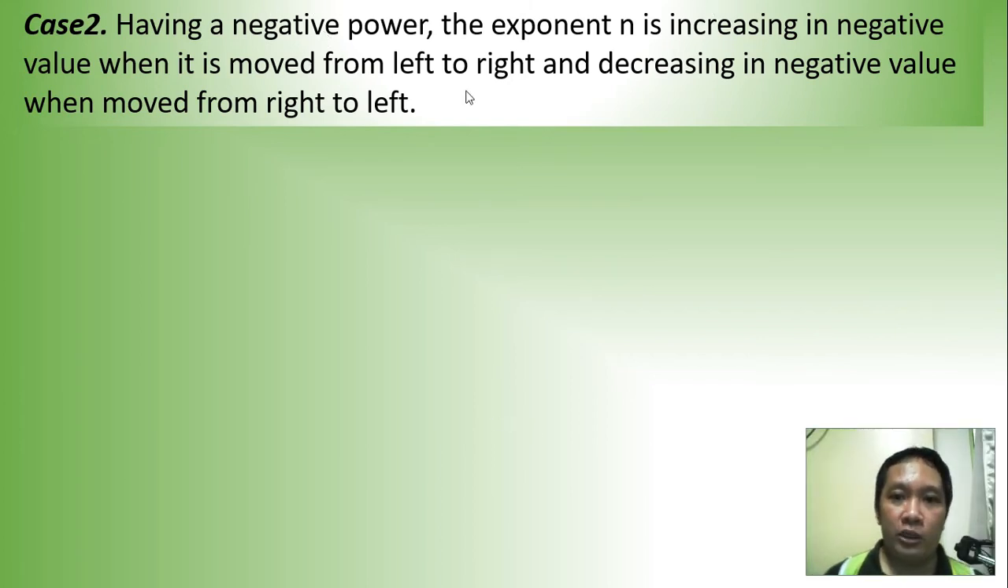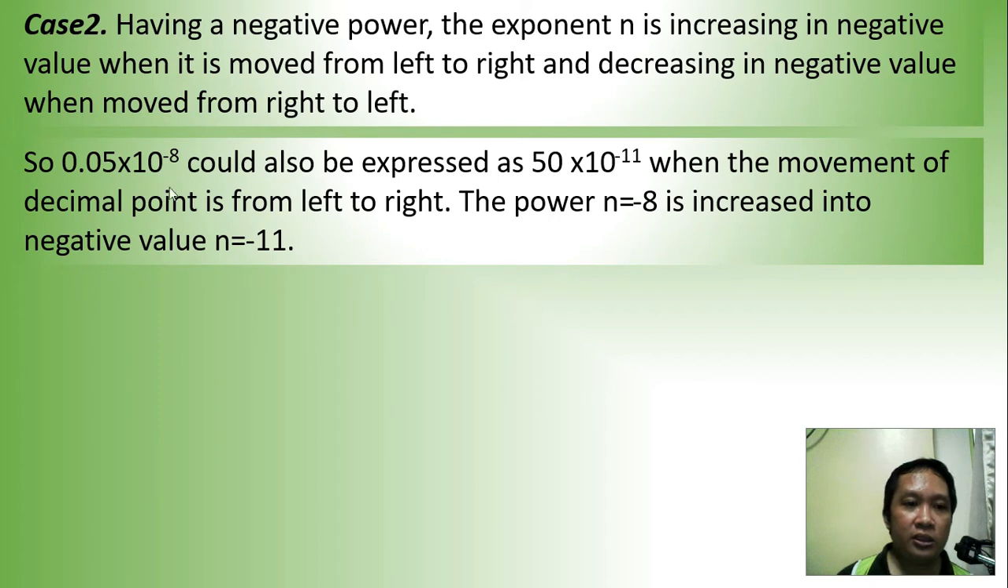Having a negative power, the exponent n is increasing in negative value when it is moved from left to right and decreasing in negative value when moved from right to left. Let's consider an example. If we have 0.05 times 10 to the power of negative 8, we could express this also as 50 times 10 to the power of negative 11. You will notice that the decimal point moved 9, 10, 11.